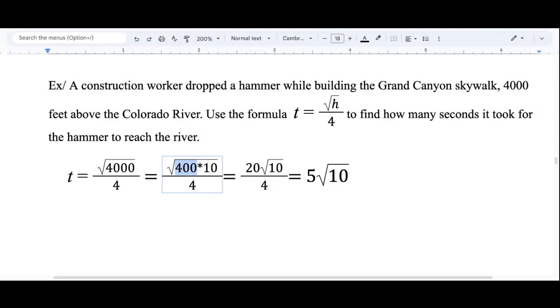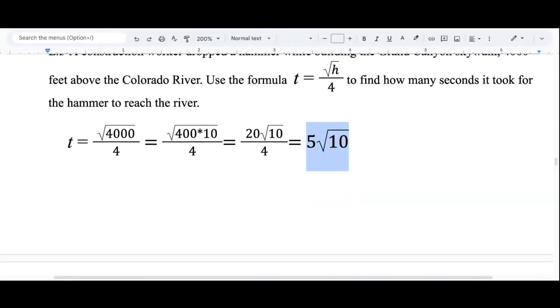So 400 is 20 times 20. Then we have 20 square root of 10 divided by 4. 20 divided by 4 is 5. So time is 5 square root of 10. Anyone has any questions?